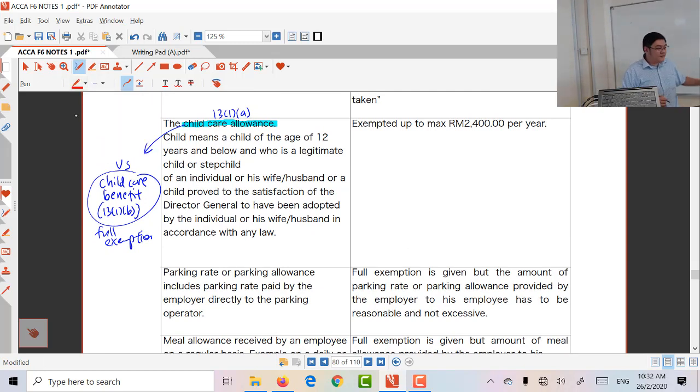Now, the thing here about childcare allowance is that an allowance will get an exemption, but only up to 2,400. Whereas a benefit is a full exemption, which is better. So you must differentiate the two, okay? Now, the exemption for childcare allowance is given on the basis that you must have a child, which I think makes sense. If you have no child, then what childcare allowance do you want, right? And the child must be 12 and below. Again, it doesn't make sense if you tell me your child is 35 years old and you still want childcare allowance. So this is meant for those who have children, okay?